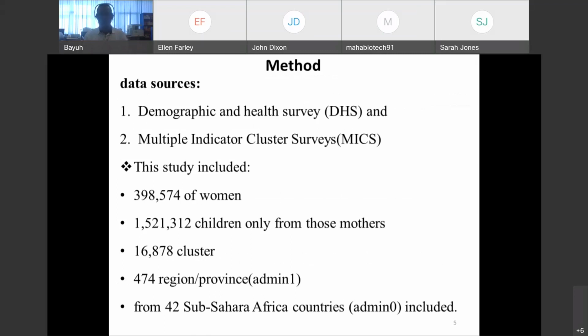That is all for my introduction part. Next, I will discuss the methods part. For this analysis, I used two different data sources, which are the Demographic and Health Surveys and the Multiple Indicator Cluster Surveys. In this study, I include about 400,000 women and 1.5 million children from those women. Those women and children come from about 17,000 clusters. These clusters are in 417 regions, or provinces, or admin ones. In general, this analysis used 14 Sub-Saharan Africa countries.